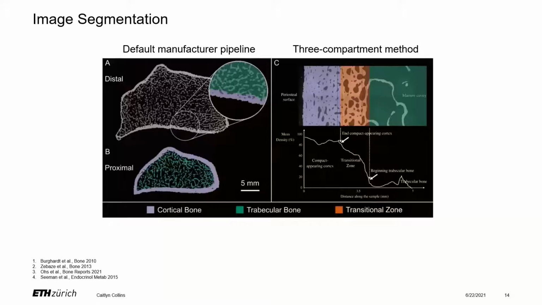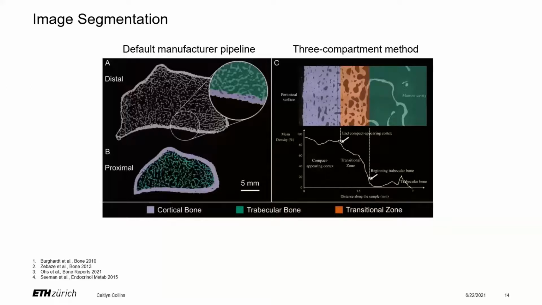This standard approach was identified to try and help separate out the periosteal and endosteal margins within the distal radius or tibia. Here we show distal and proximal slices from a radius that's been segmented, and you can see the cortical and trabecular regions highlighted in purple and green respectively.